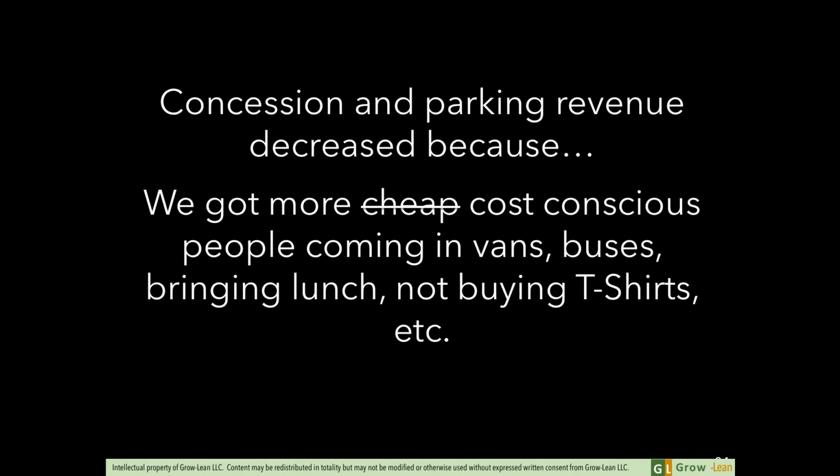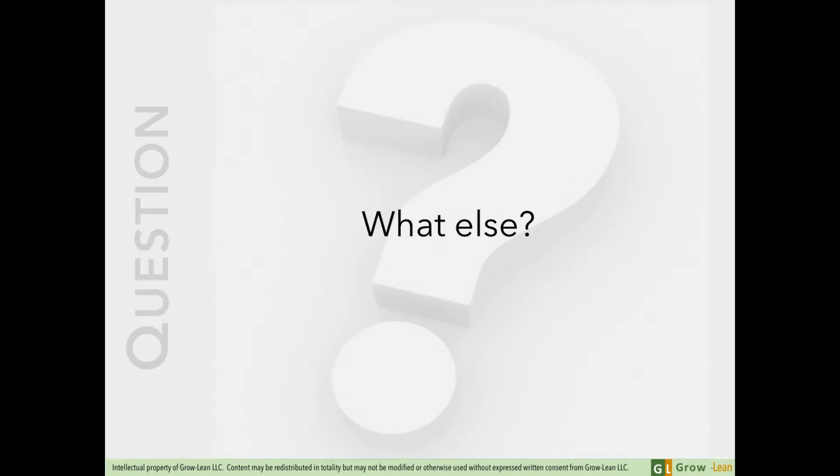It's like the restaurants that take Groupon and 3 months later they're out of business. Yes, everyone will buy dessert without the Groupon and come back again. And that never happens. And 3 months later, they're out of business. So we got more cost-conscious. Notice the word there, cost-conscious. My editor changed that. Cost-conscious people coming in vans, etc. All right, what else do you want to know?